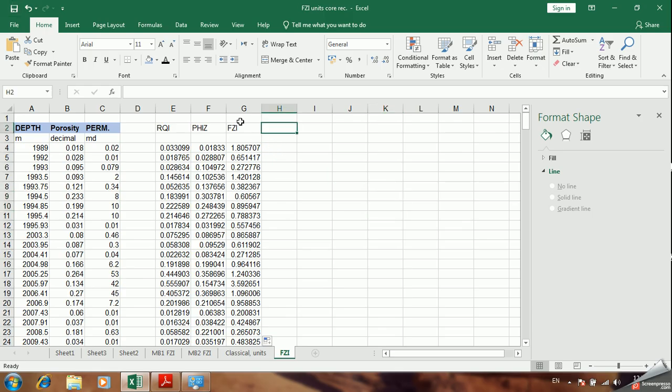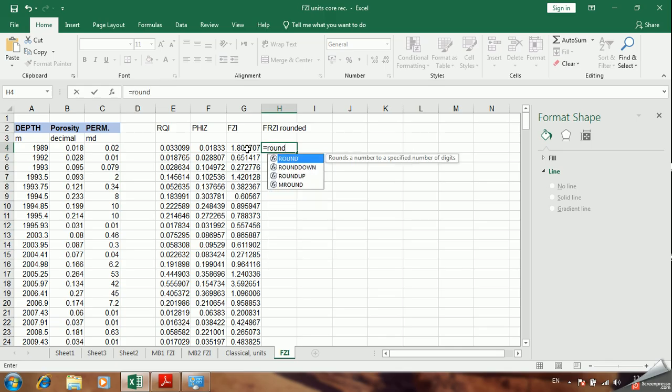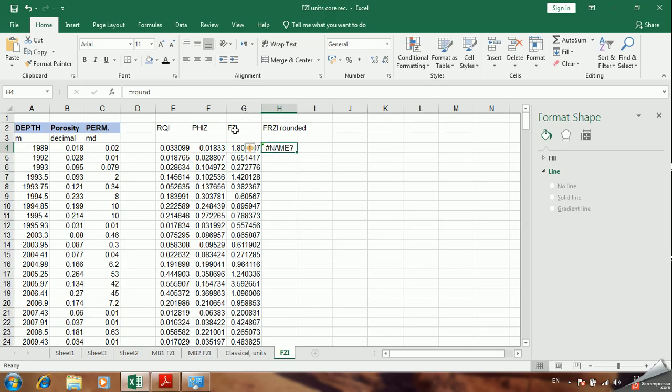So now I want to find the flow zone indicator of only number without digits. So I'm going to round the flow zone indicator. Round.